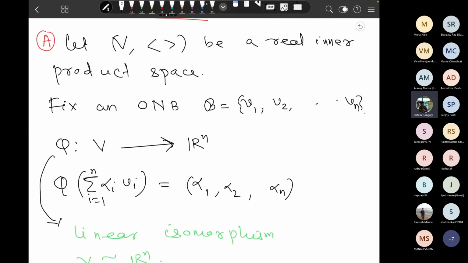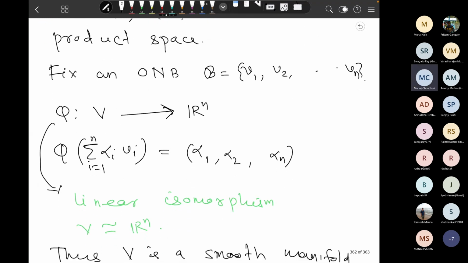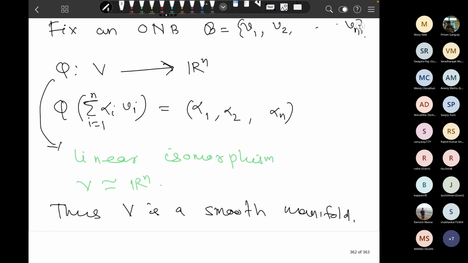Let V be a real inner product space. Fix an orthonormal basis, V is equal to this thing, b1, b2, up to bn. If you fix a basis, then V is isomorphic to Rn, and this is the isomorphism: phi takes the sum of alpha i bi to (alpha 1, alpha 2, ..., alpha n). Thus V is a smooth manifold.